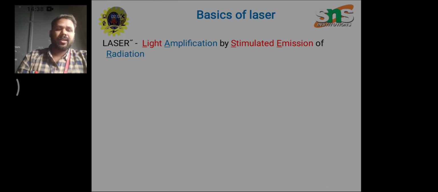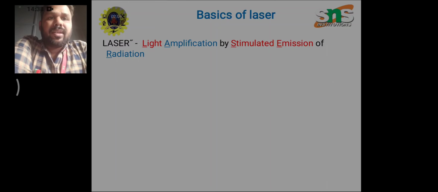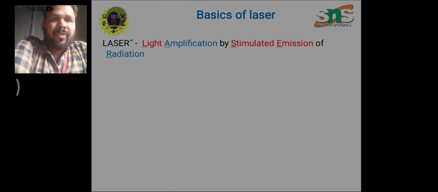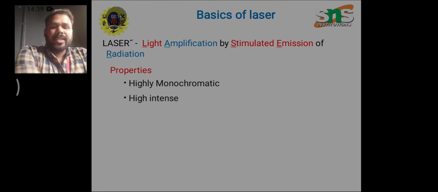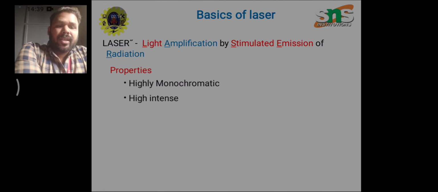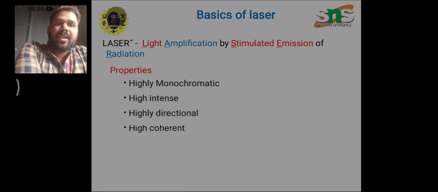So laser stands for light amplification by stimulated emission of radiation. A laser has four unique characteristics that make it different from ordinary light. They are highly monochromatic, highly intense, highly directional, and highly coherent.